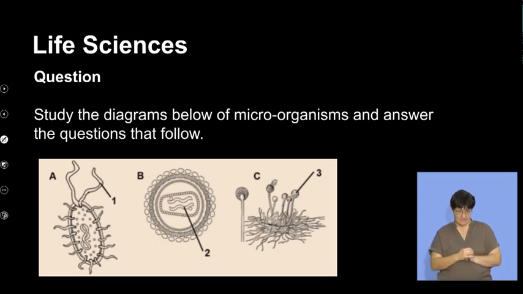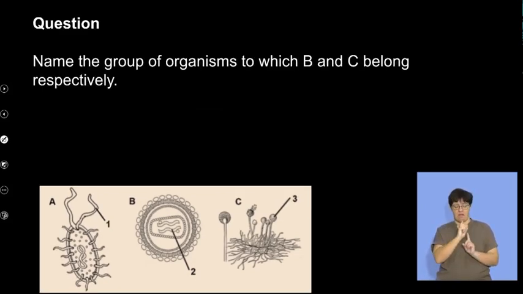It says study the diagrams. We've got 3, and I'm hoping just by looking at them, you can already identify which they are. They say they are all microorganisms, and then we're going to answer questions on that. I've kept the picture at the bottom here so that we can refer to it. It says name the group of microorganisms. That is basically the kingdoms we looked at: virus, bacteria, protist, or fungi. That's what we're looking at for B and C.